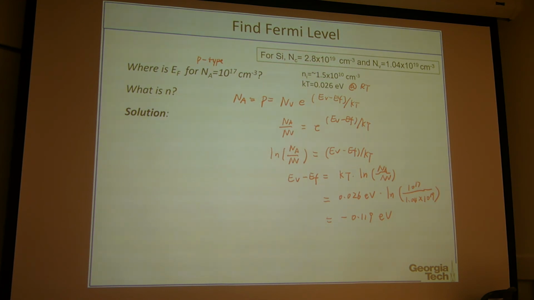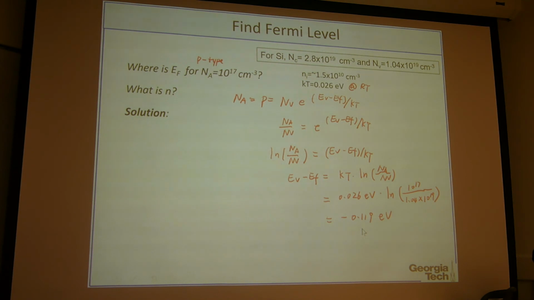And also, why do you get a negative sign here? Because 10 to the 17 divided by 10 to the 19 is smaller than 1. So if you take the log of a number smaller than 1, you will get a negative sign. So that means the EV is below the EF by this 0.119.